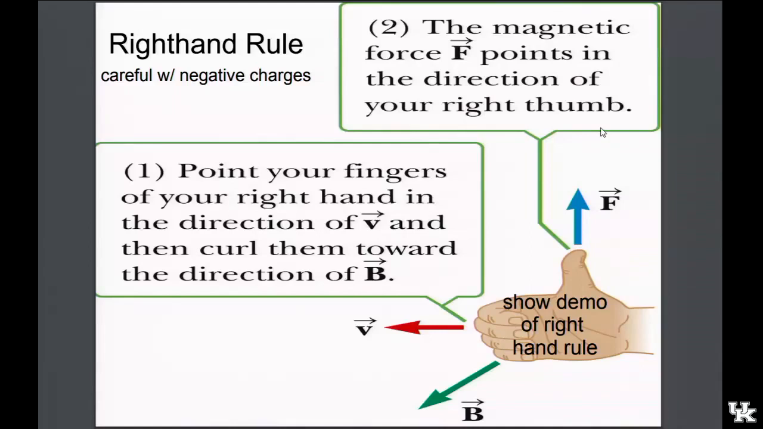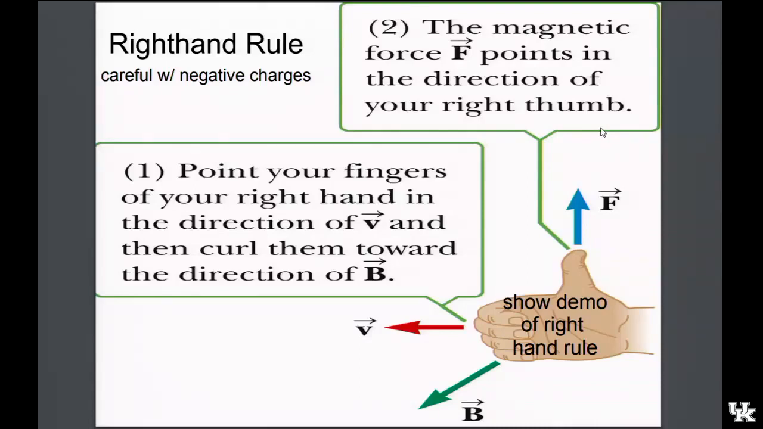How do you find the direction of the force? Well, we do that with a recipe or a rule that's called the right-hand rule. The right-hand rule is a recipe that tells you how to find the direction of the magnetic force from the direction of the motion of the charged particle and the direction of the magnetic field. So let me show you how you can do the right-hand rule. First of all, you do want to use your right hand. Okay? So here's my right hand.